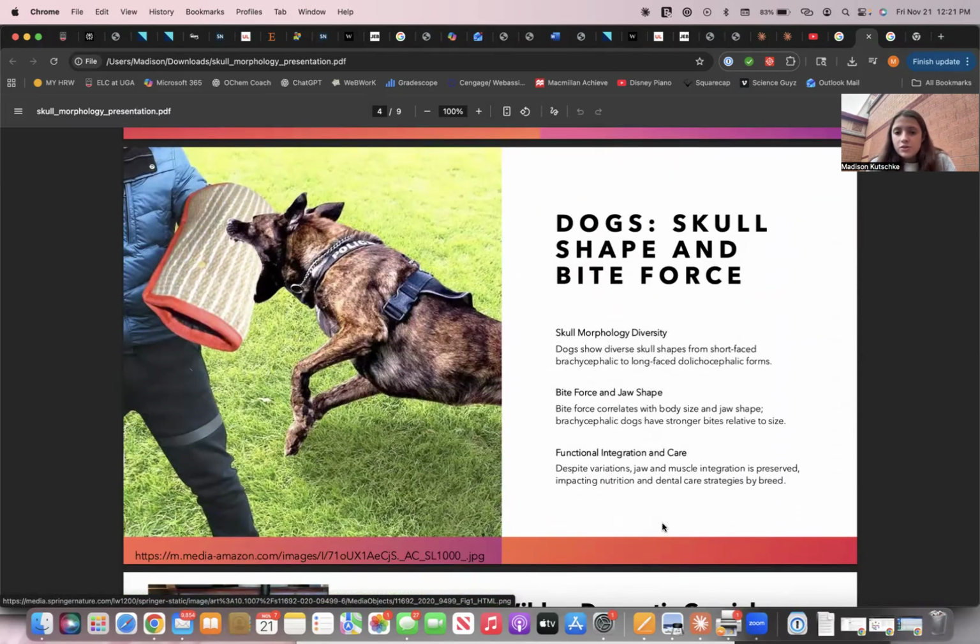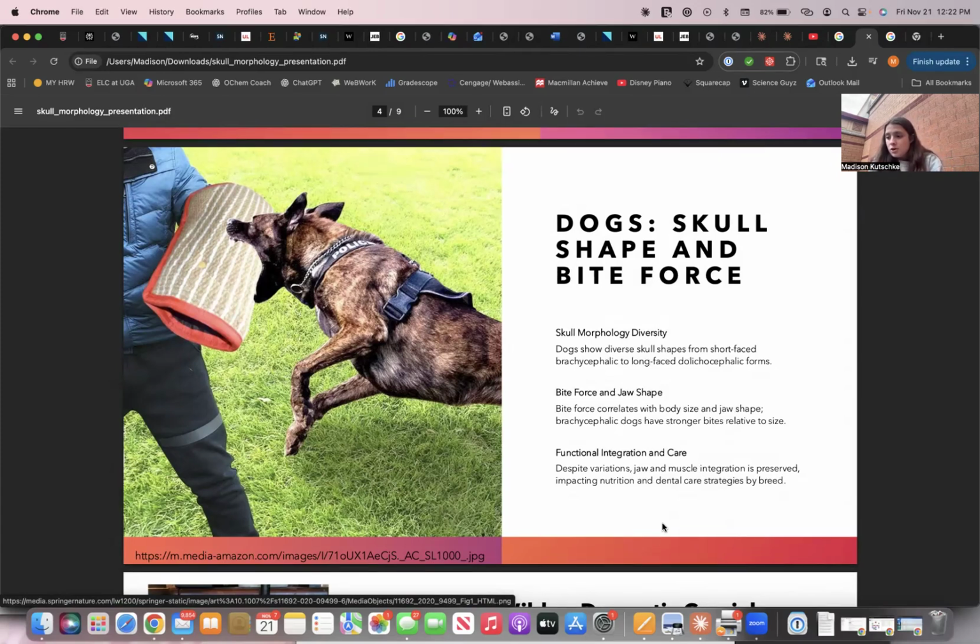Okay, so next we have dog skull shape and bite force. In dogs, the skull shape strongly predicts the bite force. Certain breeds, like the brachycephalic ones, like our bulldogs, Frenchies, that sort of thing, actually have short, wide skulls, but they can produce a higher bite force than a dog of their size. So if you have a bulldog and a beagle compared to each other, the bulldog is actually going to have a stronger bite force because of the way its jaw is formed compared to the beagle, even though they're relatively the same size of a dog, based on just how their skull is shaped. The bulldog, the brachycephalic face, will have a stronger bite force.